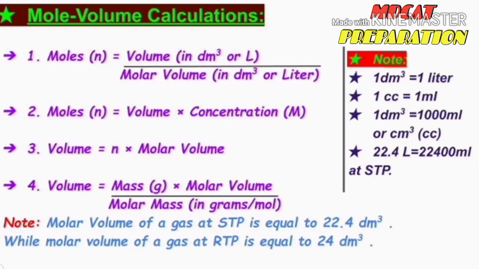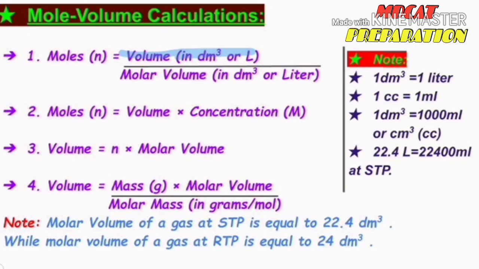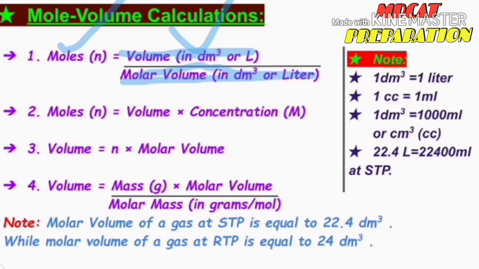So the third one is mole-volume calculation. The first equation is about mole. If mole is required, volume is given in dm cube or liter, and moles is required. As we have a molar volume, which is a constant at STP and equal to 22.4 dm cube or liter at STP, so it is a constant number. This will be given and this is required. We can easily find moles by this formula.